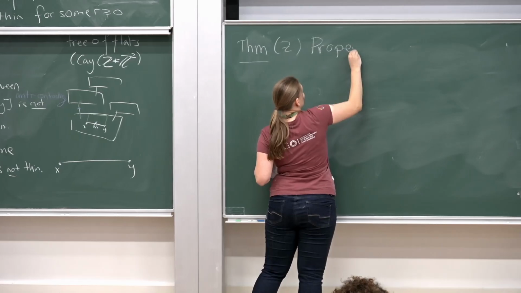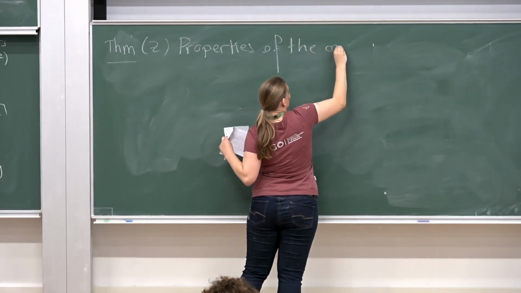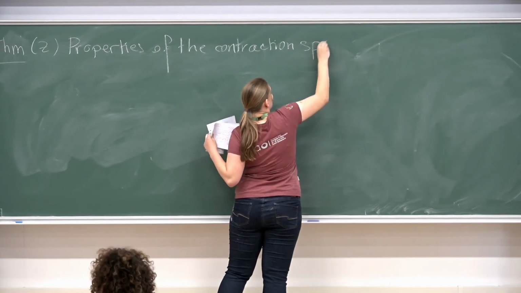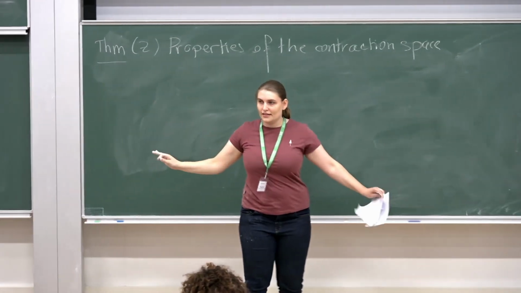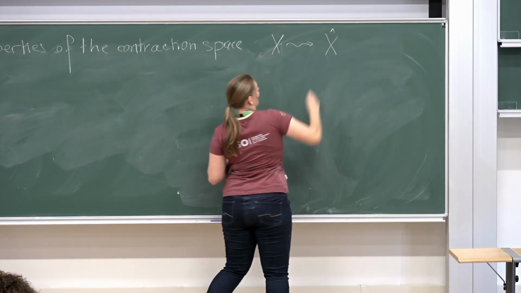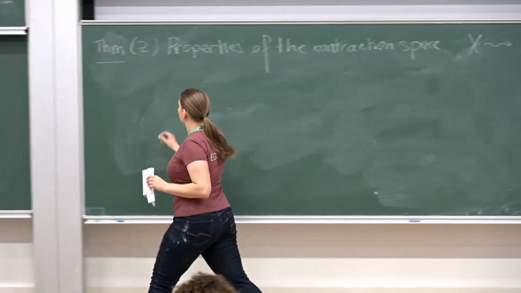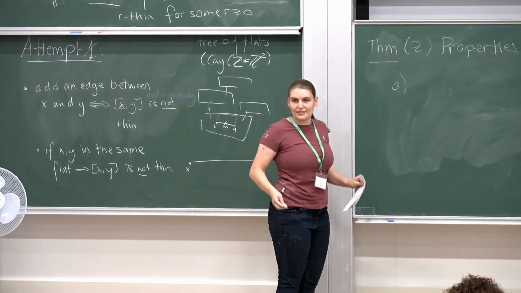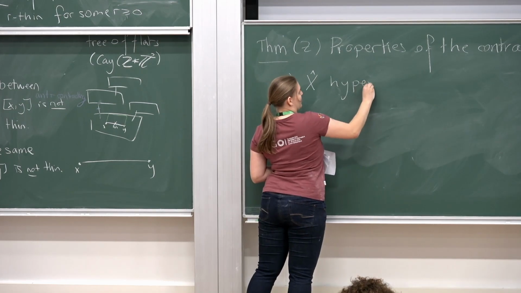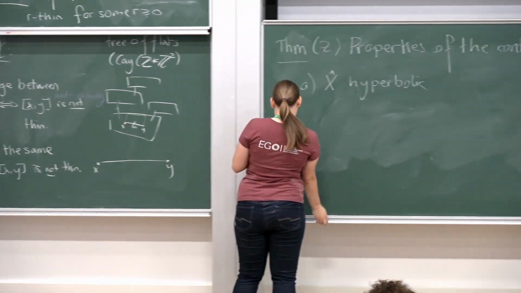Properties of the contraction space. And here I really mean take a geodesic metric space X and perform the procedure to get our contraction space X hat. So, firstly, the most important thing is that X hat is always hyperbolic, no matter what we start with. Okay?